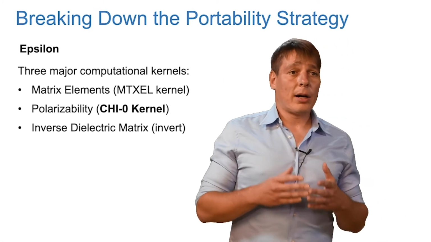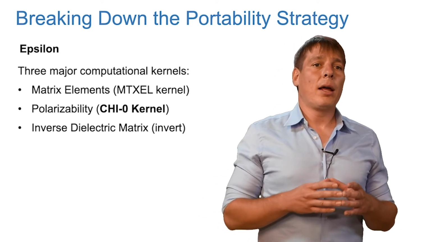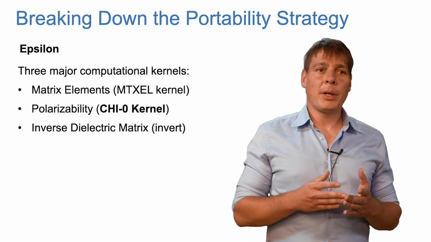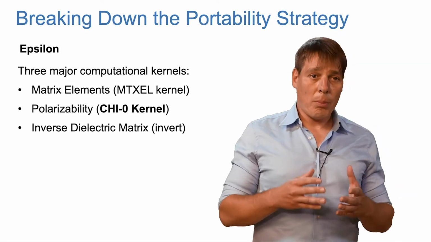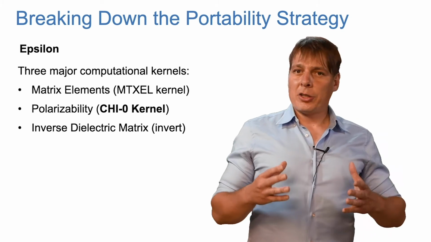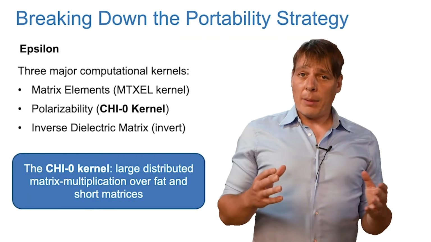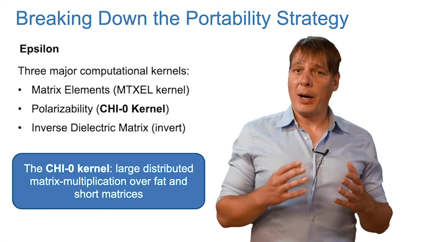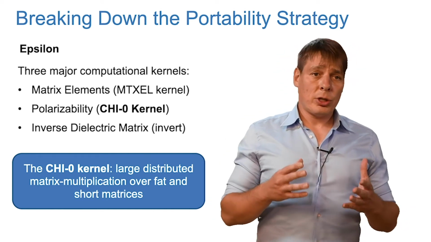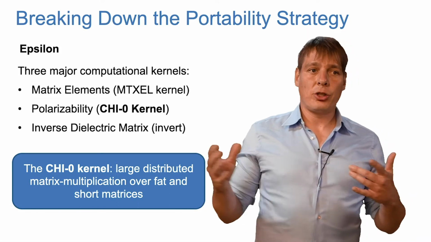So in epsilon, there are three major computational kernels: the matrix elements, MTXEL, based on fast Fourier transformation; the chi0 kernel, computing the polarizability matrix, based on complex matrix-matrix multiplication, or ZGEMM; and a final matrix inversion to compute the inverse dielectric function. For large-scale applications, the chi0 kernel is by far the most computationally intense part of the calculation, and is usually implemented as a large distributed matrix-matrix multiplication over fat and short matrices.